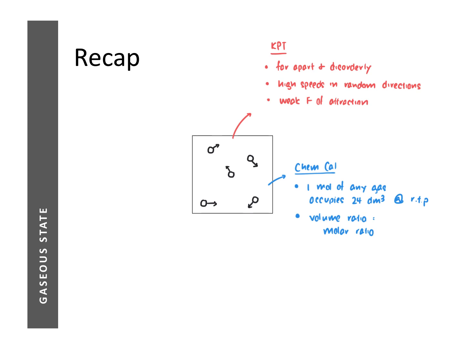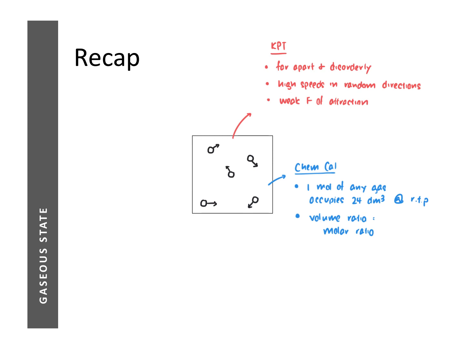We also learn in chemical calculations that 1 mole of any gas, regardless of which gas you are looking at, the molar volume is 24 dm cube under room temperature and pressure conditions. Then we went on to look at Avogadro's relation, where when we look at reacting gases, the volume ratio is equal to the molar ratio. So if we have 1 mole of nitrogen reacting with 3 moles of hydrogen, it means that 10 centimeter cube of nitrogen will react with 30 centimeter cube of hydrogen.